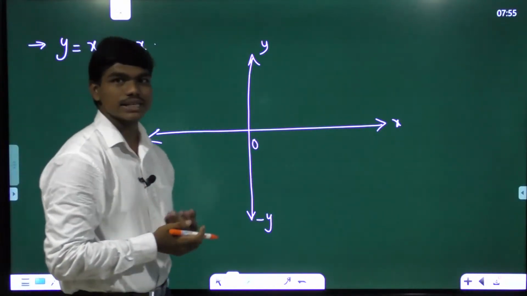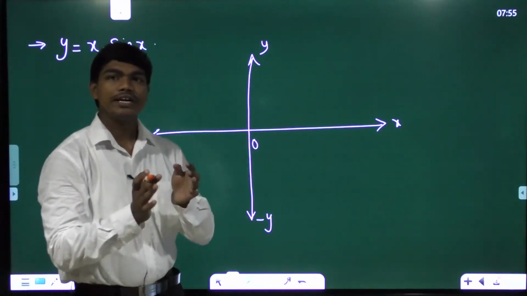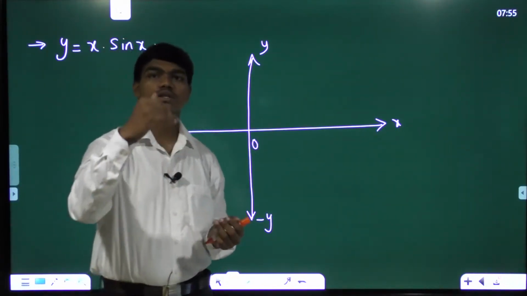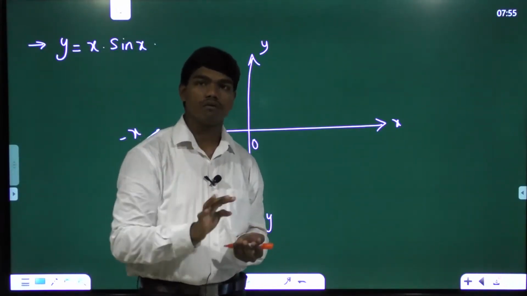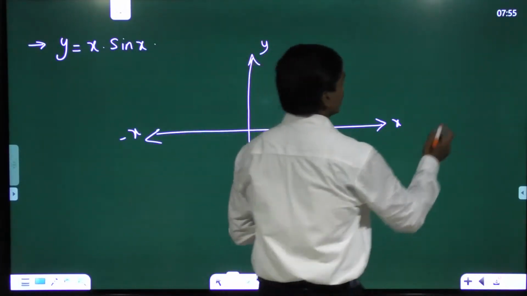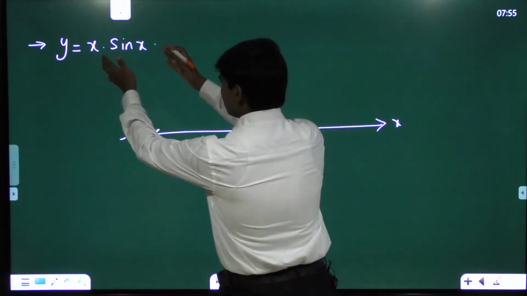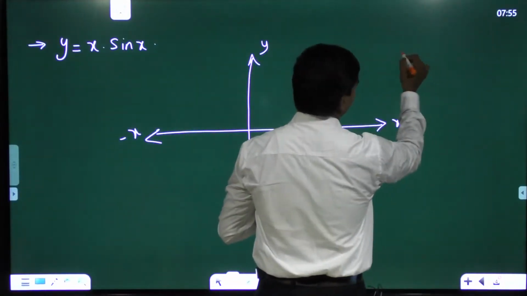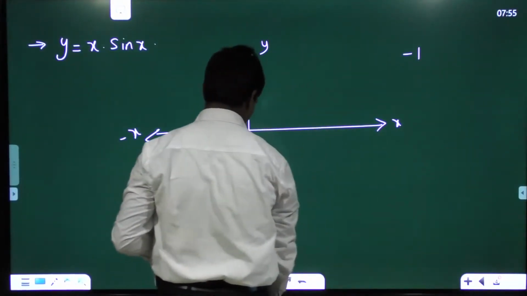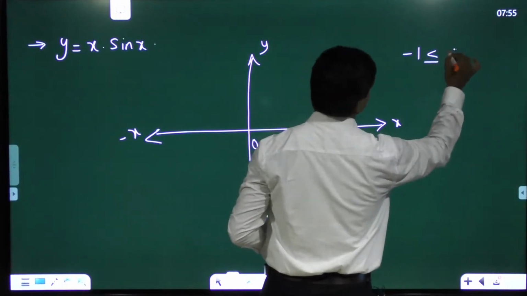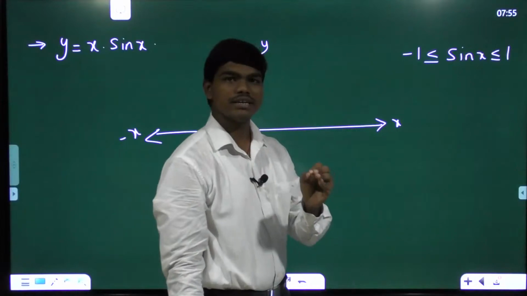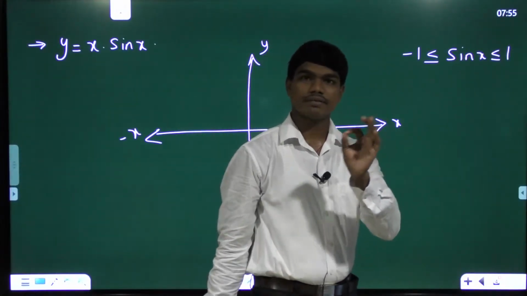Now, what's the second key point that I mentioned in yesterday's class? You need to identify the maximum and minimum values of this particular function. Correct? Once you know the maximum value and minimum value of this function, then definitely you could bound the graph in some lines or curves. Now, to identify the maximum and minimum limits of this x into sin x, we all know minus 1 less than or equal to sin x less than or equal to 1. Correct? Whatever values you put in place of x, definitely sin x lies in between minus 1 and 1.